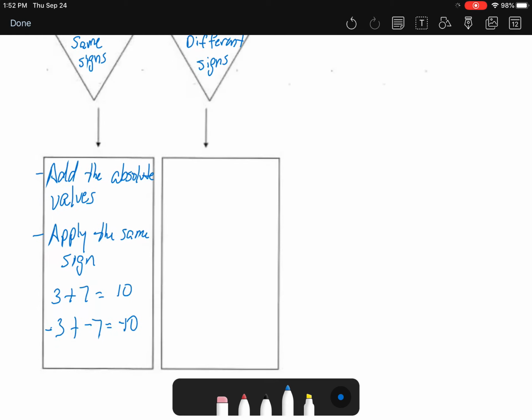Looking at different signs, instead of adding the absolute values, you're going to subtract the absolute values. Then you need to apply the sign of the larger number.